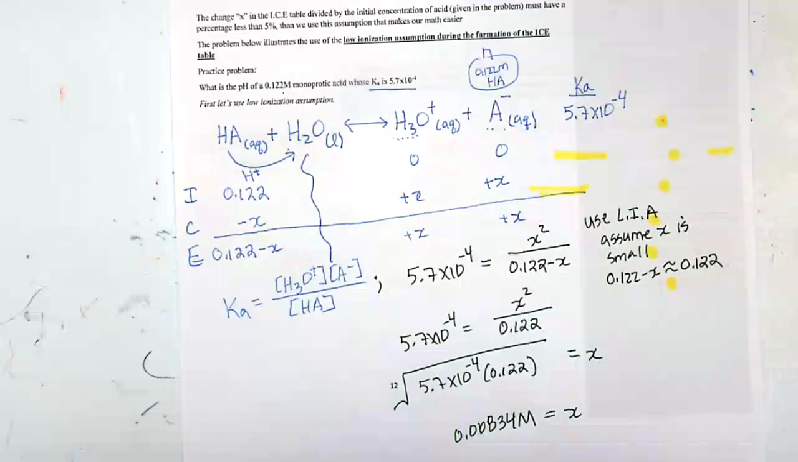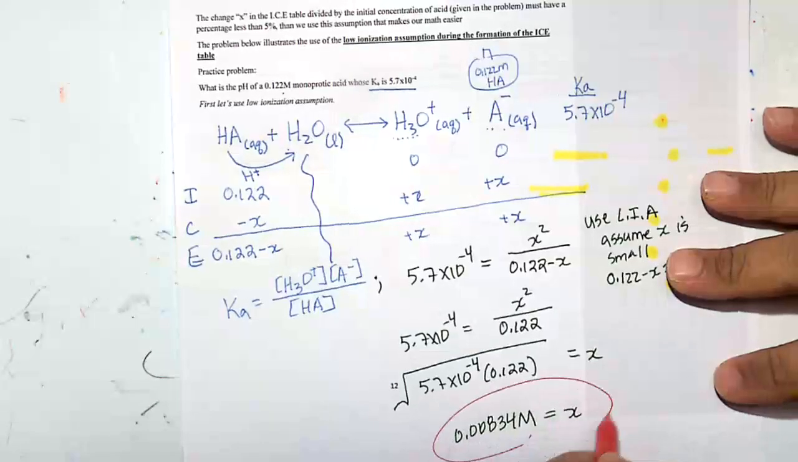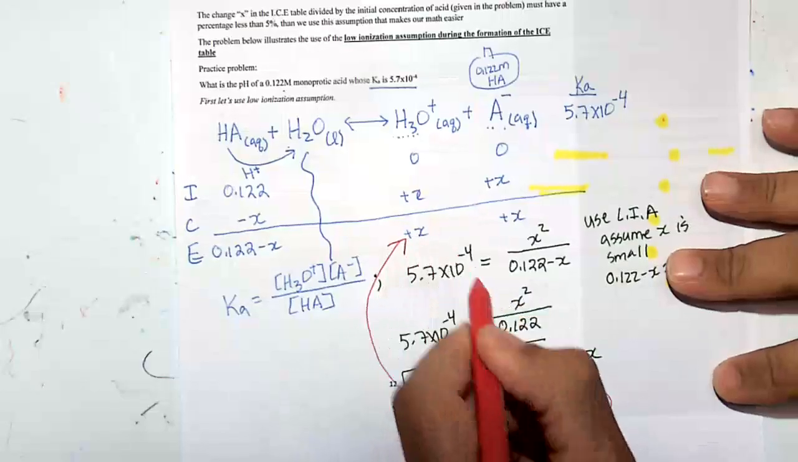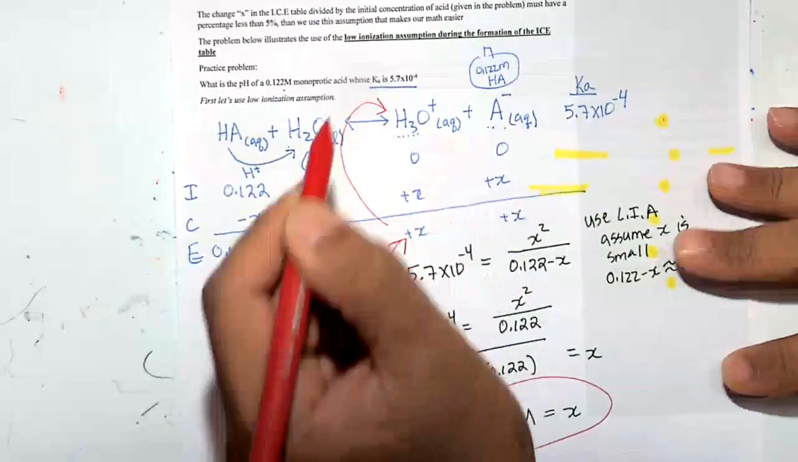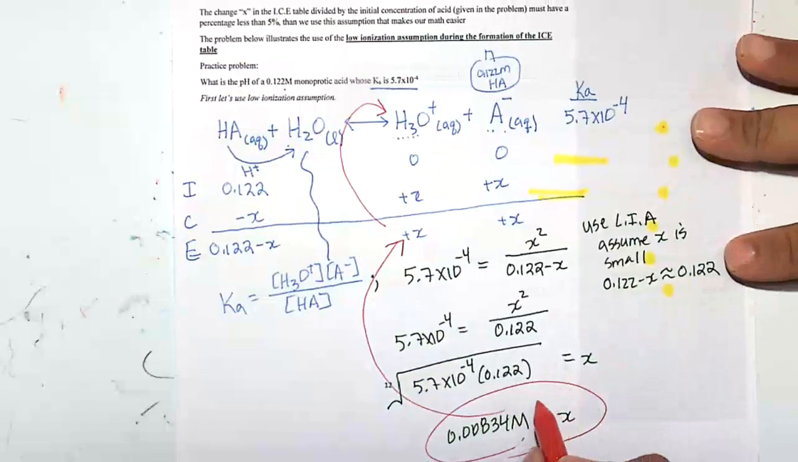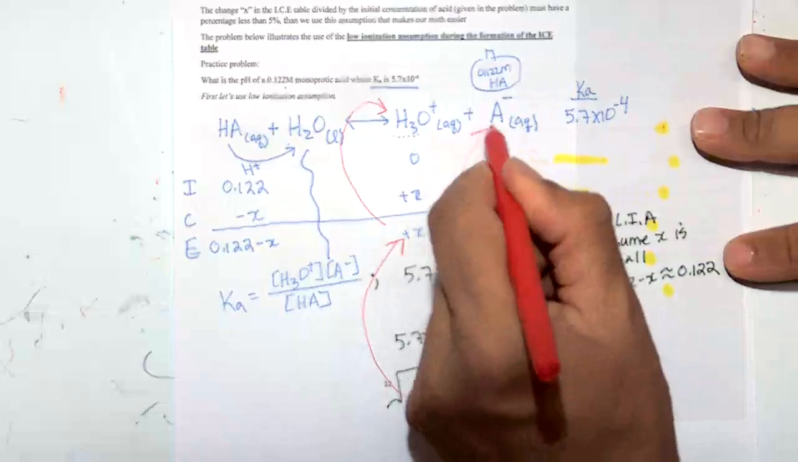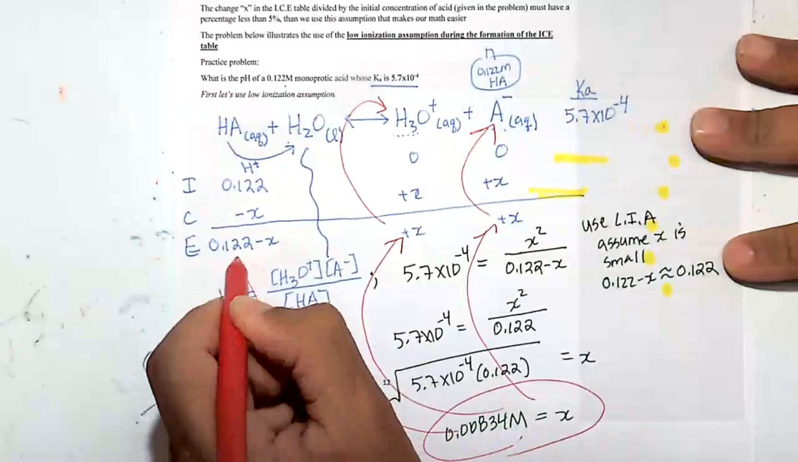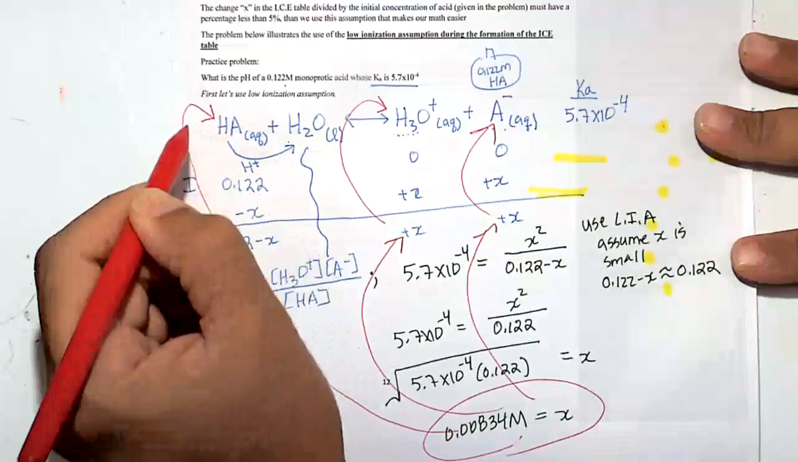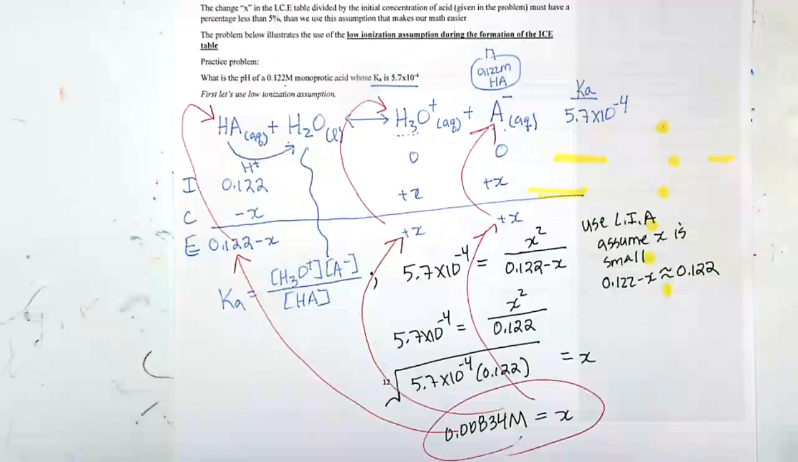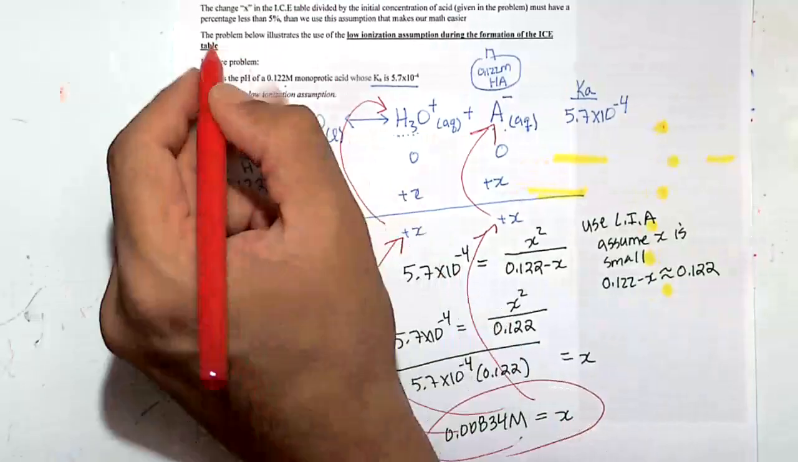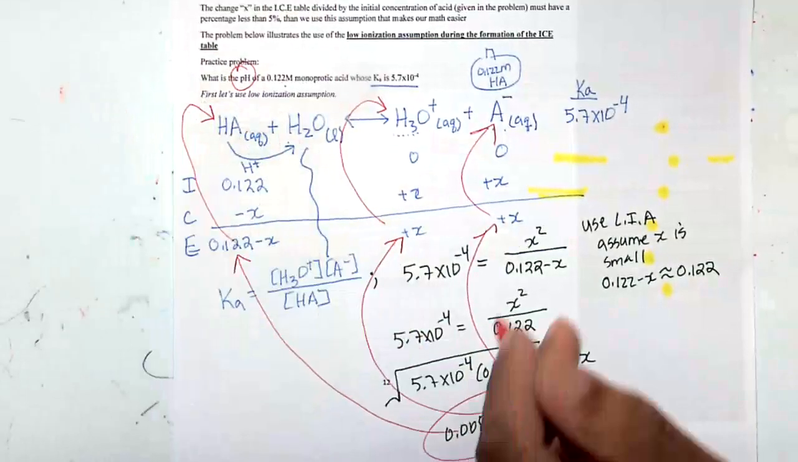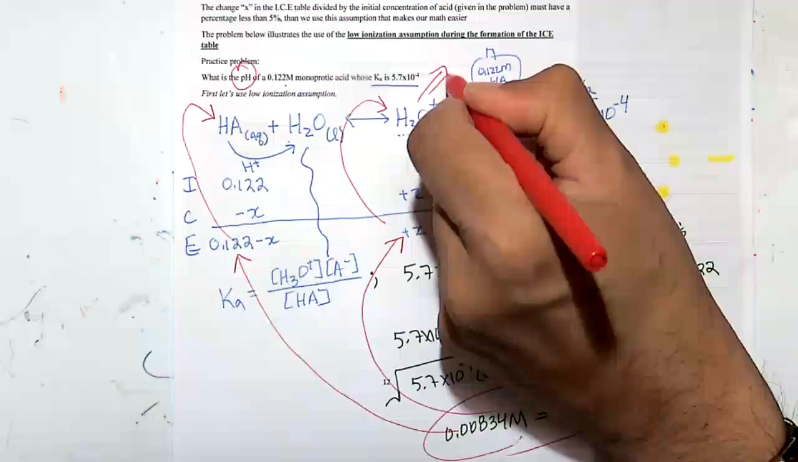What does this X mean, though? What is this X? All right, so this X is the concentration of H3O plus. This X is the concentration of A minus, and 0.122 minus that X is the concentration of HA, whose original concentration is 0.122. So it's asking us to find the pH. So what is the equation for our pH?